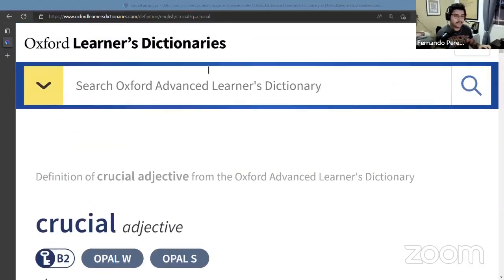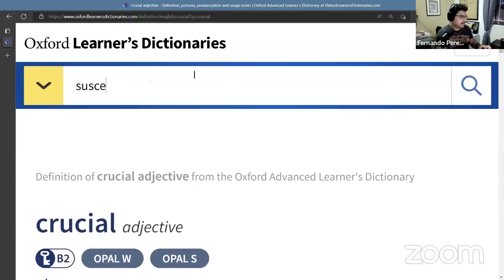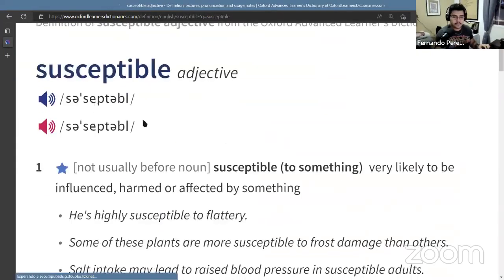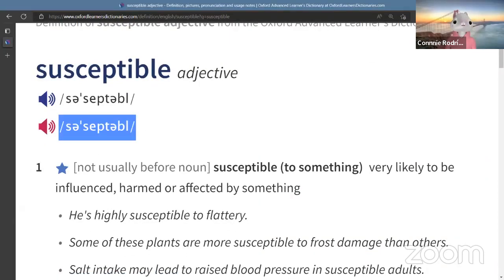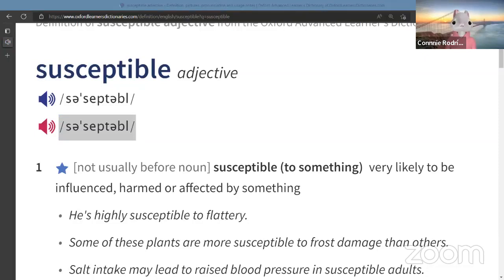Susceptible. Good. Susceptible to something: very likely to be influenced, harmed, or affected by something. Affected, much better. He's highly susceptible to flattery. Flattery? Okay. Yeah, we need to know this one.